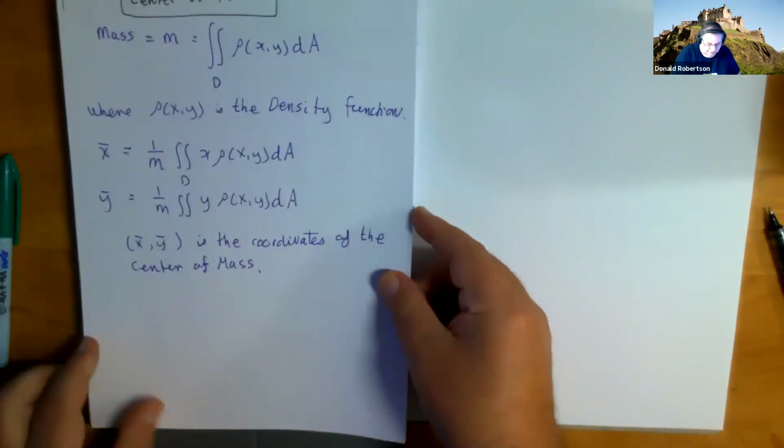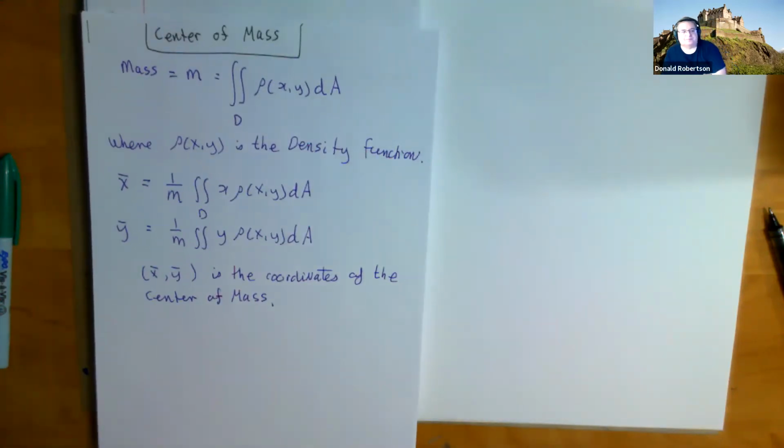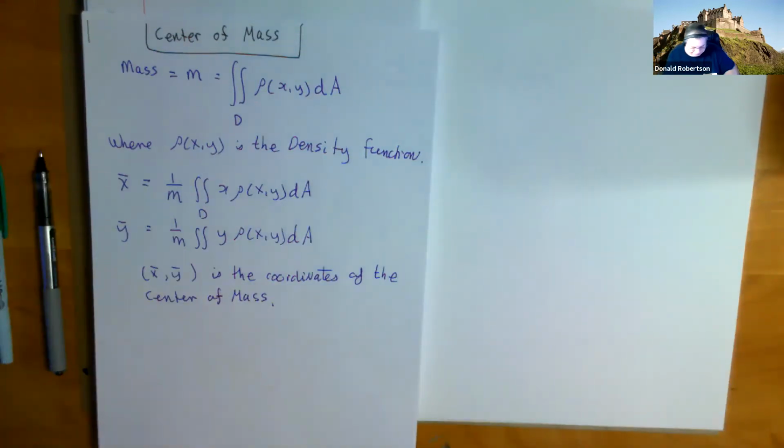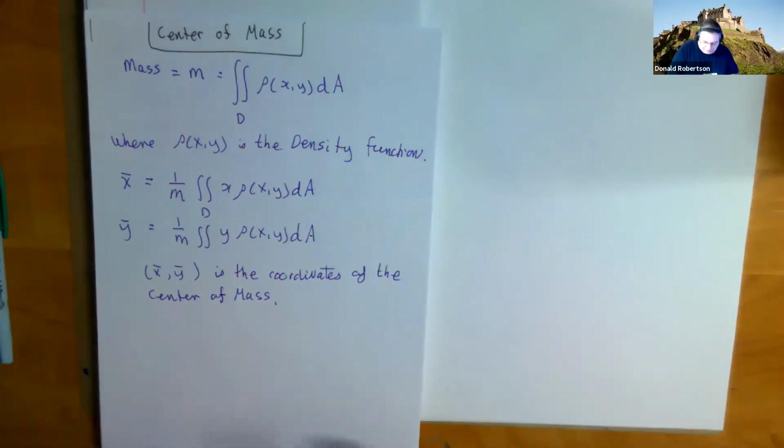So what's our next section? We're going to look at what's called the centre of mass. This is applications of double integrals. And this is evidently something that is very important to engineers and people in the sciences. Essentially what you're going to do is find the coordinates of the centre of mass of any kind of lamina, or laminate, which is just a fancy name for a shape.